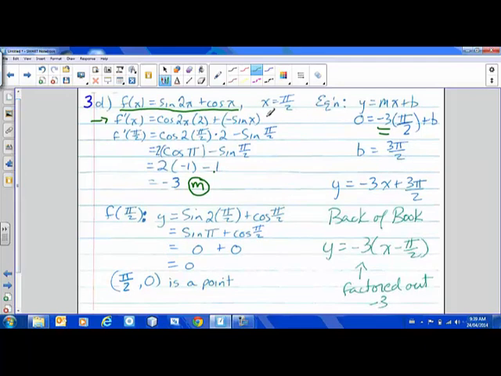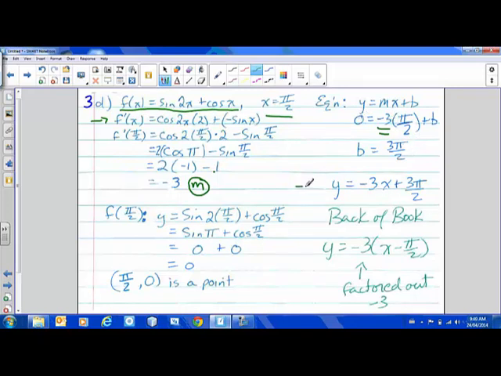I have the x, of course, given to me. The y value will be from the original function. Plug in the pi over 2 and solve it down. Sine of pi is 0, cos of pi over 2 is 0. So pi over 2 is my x value, 0. Together they make a point on the graph. And so I can now plug those in and solve for b. I get 3 pi over 2.